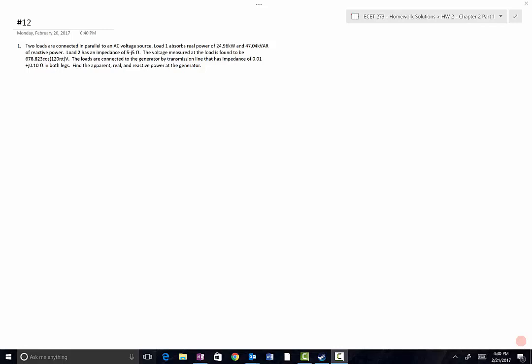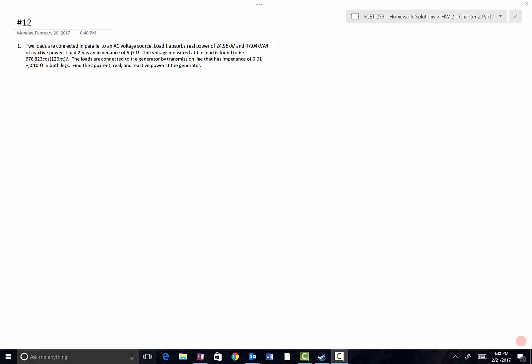Homework solution 2.12. Two loads are connected in parallel to an AC voltage source. Load 1 absorbs real power of 24.96 kW and 47.04 kilovar of reactive power. Load 2 has an impedance of 5 minus j5 ohms. The voltage measured at the load is found to be 678.823 times the cosine of 120 pi t volts.